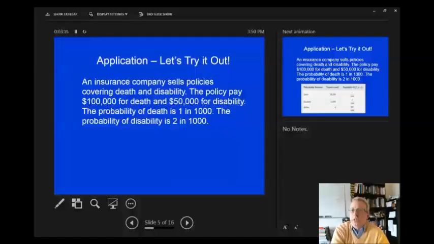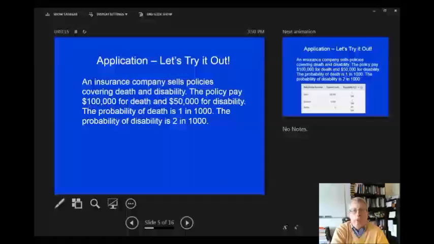And here it is. An insurance company sells policies covering death and disability. The policy pays $100,000 for death and $50,000 for disability. So we have our outcomes. You're either going to be awarded nothing because you don't die this year, or if you die this year, your family will be awarded $100,000, or if you are disabled this year, you'll be awarded $50,000. So there really are only 3 outcomes. They are discrete outcomes. The probabilities are provided here.